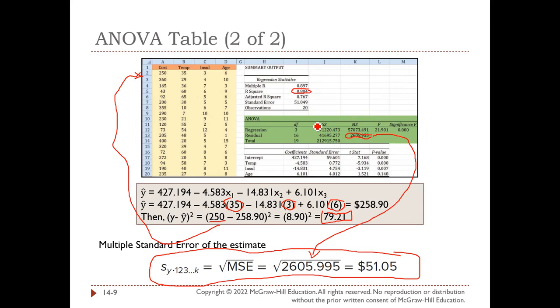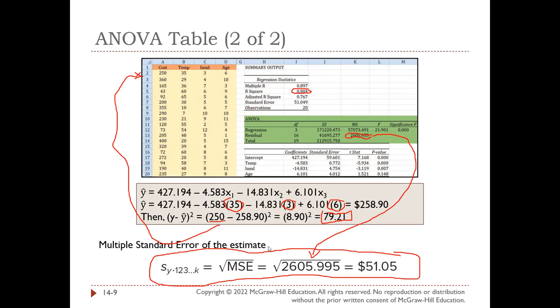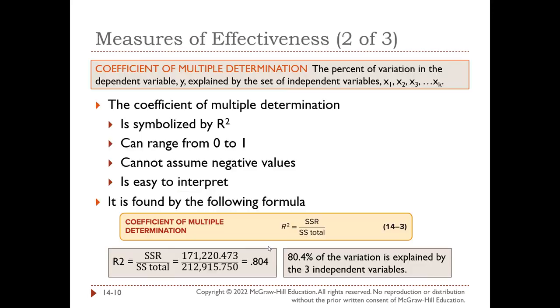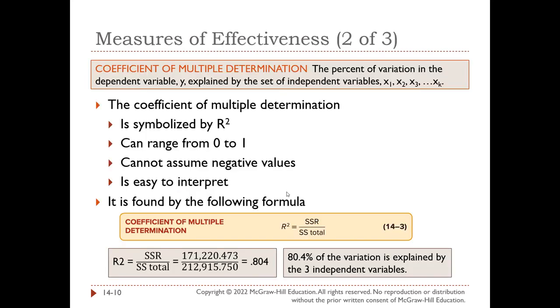That 0.804 is right there, 0.804. Okay, so 80.4% of the variation is explained by the three independent variables. Now I can also take my SSR, which is the 171, and divide it by the total. So what they did is they took this number and divided by the total. Right there. Either way will work.